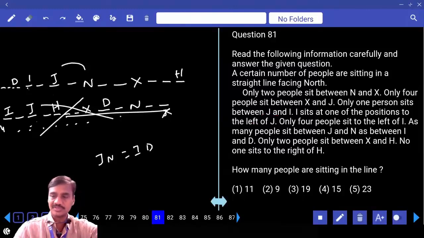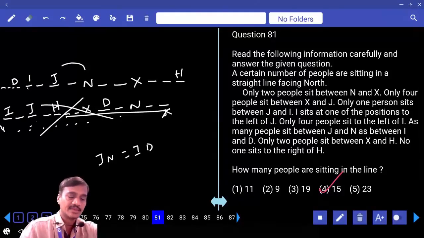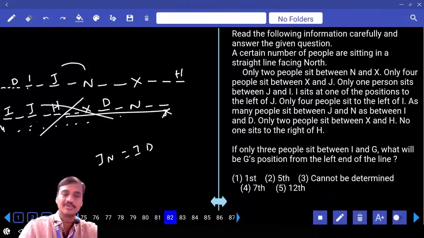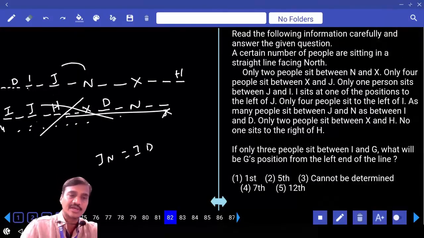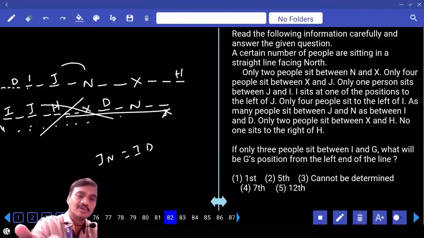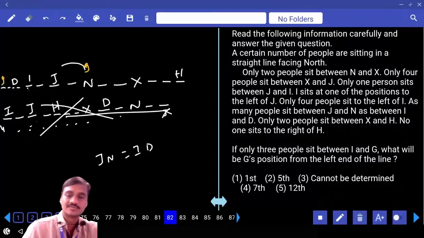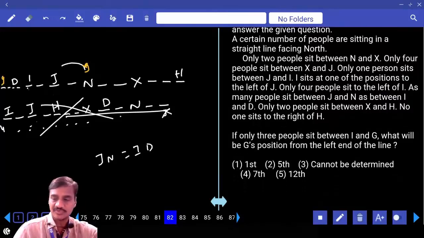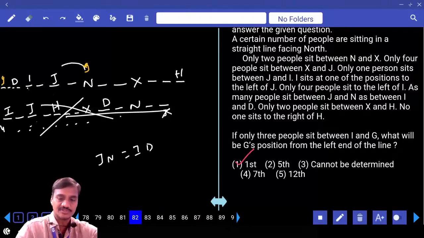Now 15 persons, that is choice 4, question number 81. And 82, if only 3 people between I and G. In between I and G, if there are only 3 people, N and G must be in the same place, not possible. And with 3 people between I and G, G must be at the first place. Then what will be G's position from the left hand of the line? G's position is first from the left hand of the line, choice 1, 82.